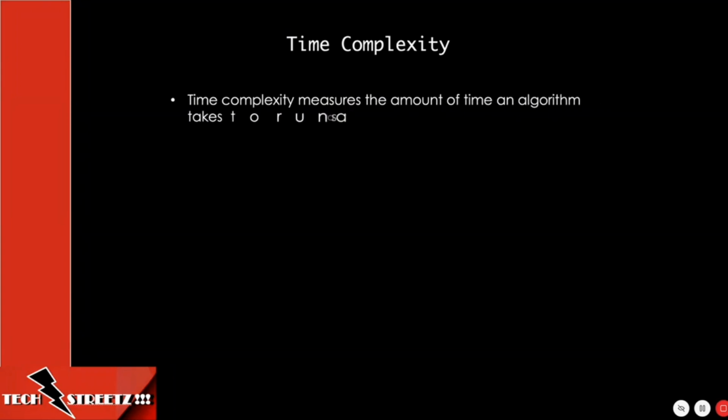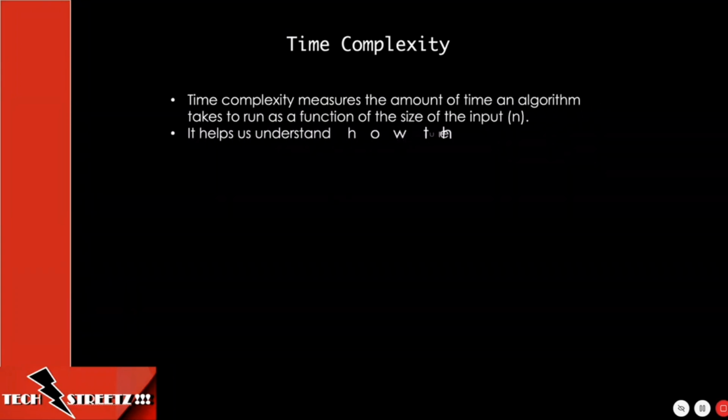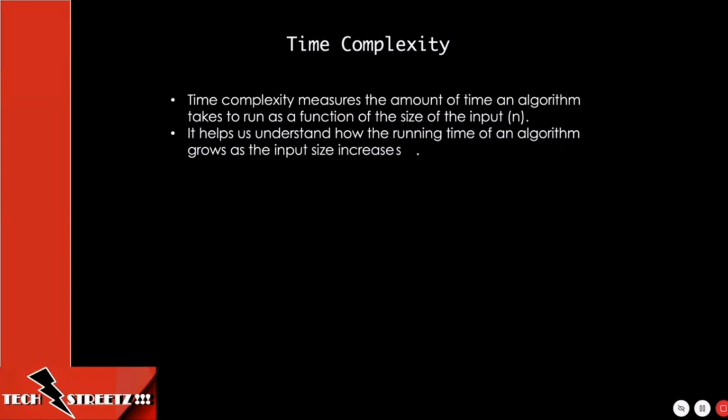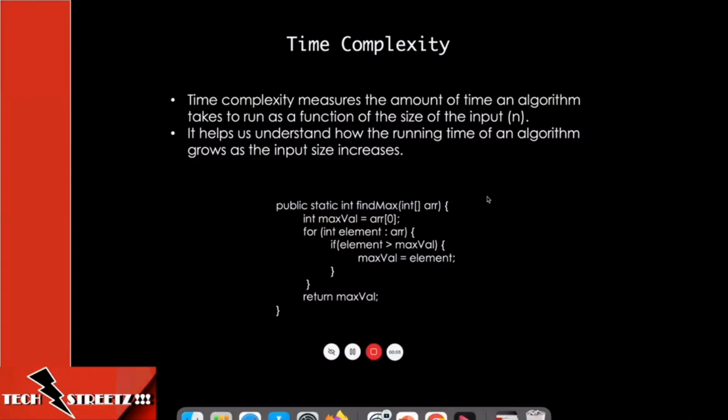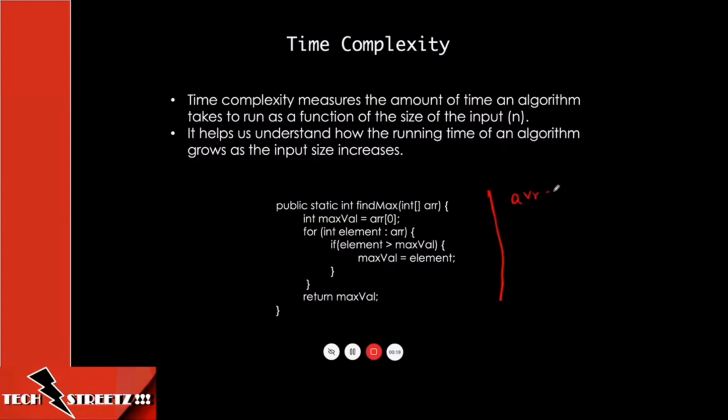Time complexity measures the amount of time an algorithm takes to run as a function of the size of input. It helps to understand how the running time of an algorithm grows as the input size increases. Let's try to understand this with an example. Here there is an integer array, and you want to find the maximum element in that array. Let's consider an array equal to 1, 2, 10, 5. Here you want to find the maximum value in the array. We know the maximum value is 10.